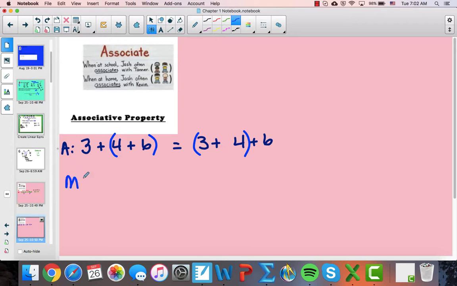Same thing with multiplication. I'm allowed to associate different numbers. So if I had 3 times 7 times 10, depending on how I see it, I could do 3 times 7 and then multiply it by 10, or I could do 7 times 10 and then multiply it by 3. That's the associative property of multiplication.